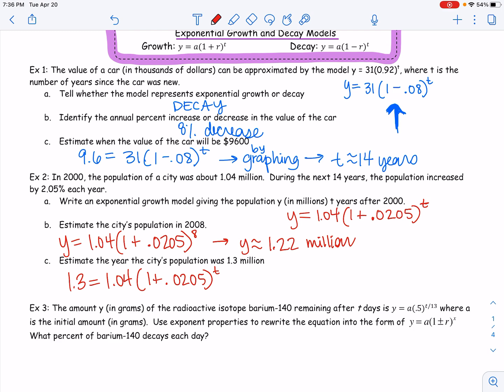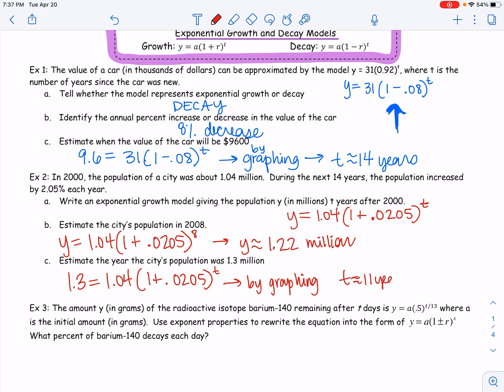So again, on the Casio, you can put just the formula into your calculator, G-solve. You're going to do an X calculation because you know the Y value is 1.3, and then it will tell you the X value. If you're on a TI, you'll enter in this equation in one, you'll enter in 1.3 in the other, hit enter, find where they intersect, and that will give you the coordinate of t, the years since 2000, and then that population of 1.3. So by graphing again, we're going to get that t is about 11 years.